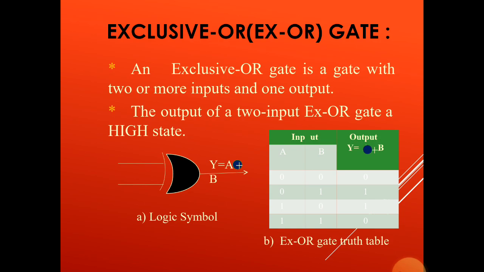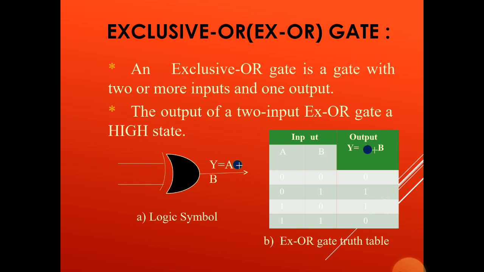In general, NAND and NOR gates are called universal gates. The reason these two gates are called universal gates is that with these two gates we can do the logical operation of all other gates.